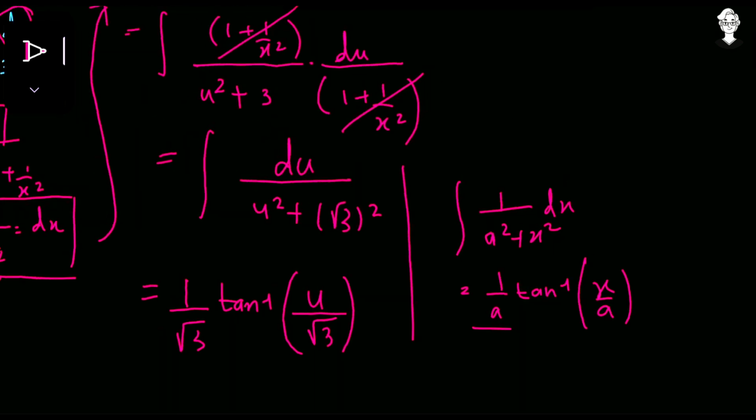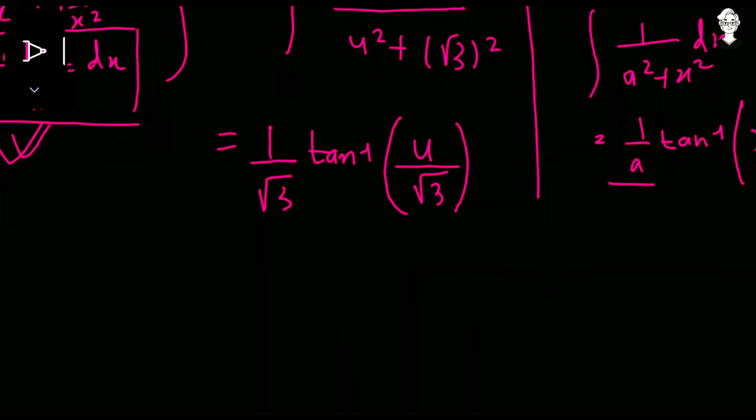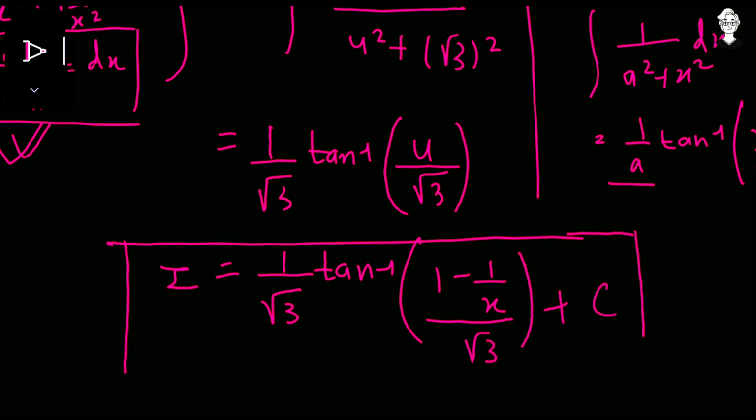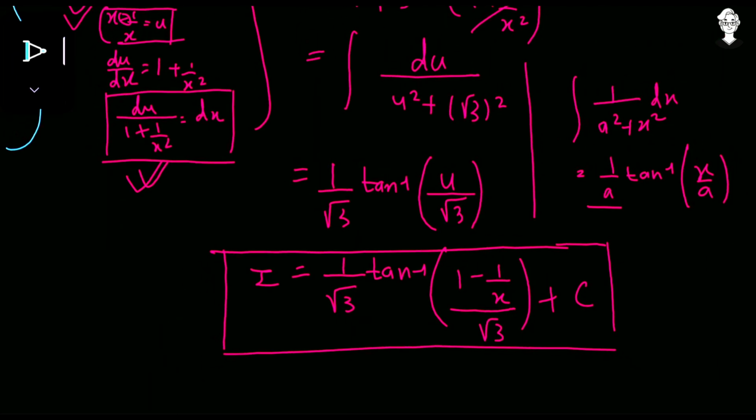Now I have to put the value of u in terms of x, because we need the final answer in terms of x only. So u was x minus 1 upon x, so 1 upon under root 3 tan inverse of (x minus 1 upon x) upon under root 3, plus the constant c, and that's the value of I. So I equals 1 upon under root 3 tan inverse of (1 minus 1 upon x) upon under root 3 plus the constant c, and that's our answer.